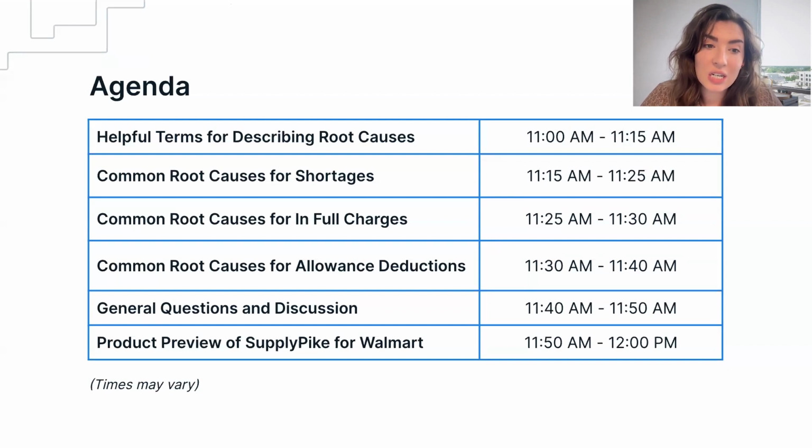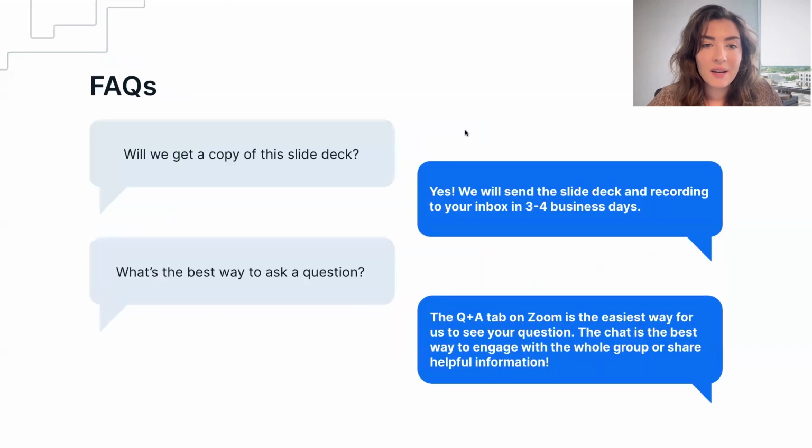We also have a packed agenda, so we've got a full list of what we're going through today. We're going to start by talking about some of the helpful terms to understand what root cause is, particularly at Walmart. And then we're going to talk about three areas where there are common root causes, and that's going to be in shortages, in full charges, which are a part of the OTIF program, and then allowance deductions. Then we'll make some space for questions and discussion. And then at the very end, we'll jump into a product preview of SupplyPike for Walmart, so be sure to stick around for that.